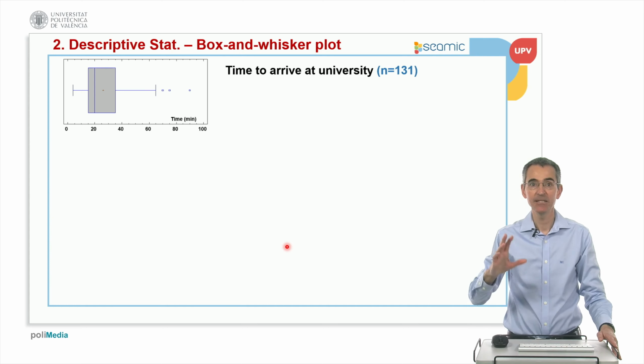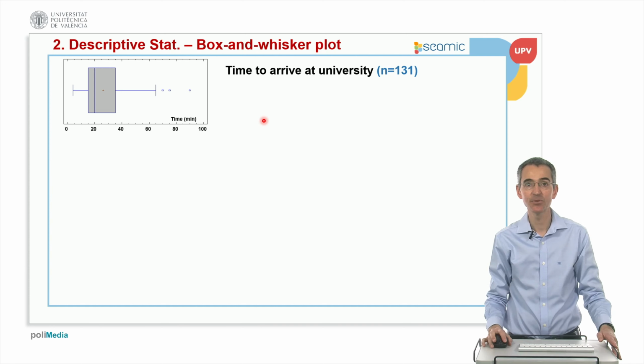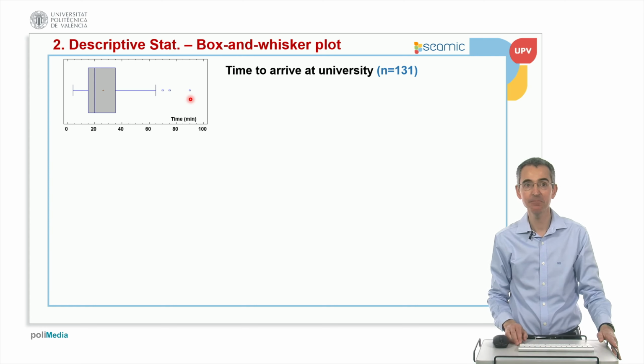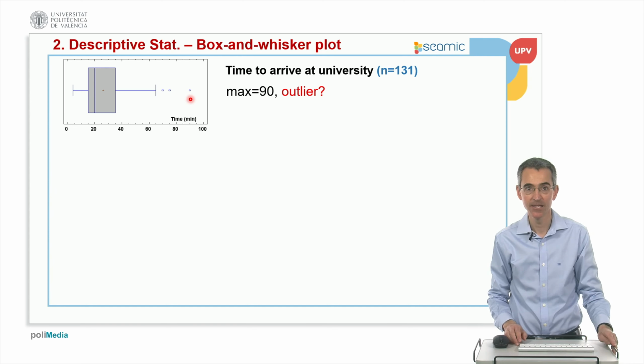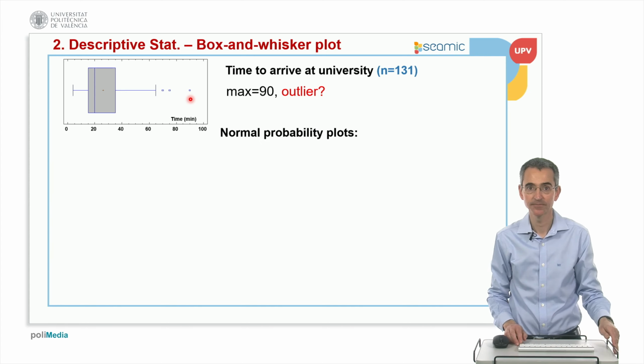For example, imagine that this is a box whisker plot with the values of time to arrive at university. I have the values of 131 students. And then I have a value of 90. So one student answered that he took 90 minutes to come to the university and 90 minutes to go home. So is it an outlier? Should we remove this value or not?